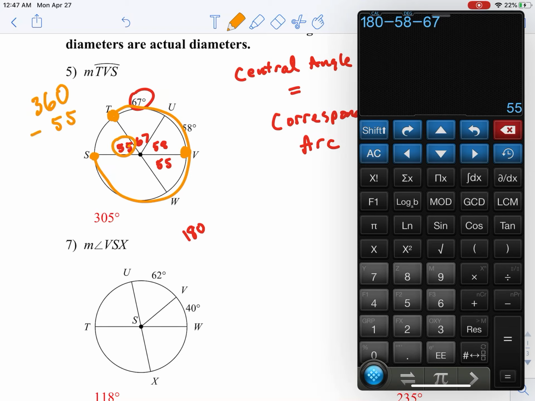Now, where did I get that from? All three of those have to add up to 180, okay? Or all three of these have to add up to 180, either way, okay? All right, so all the way around except 55. So 360 minus 55, 305. Okay.